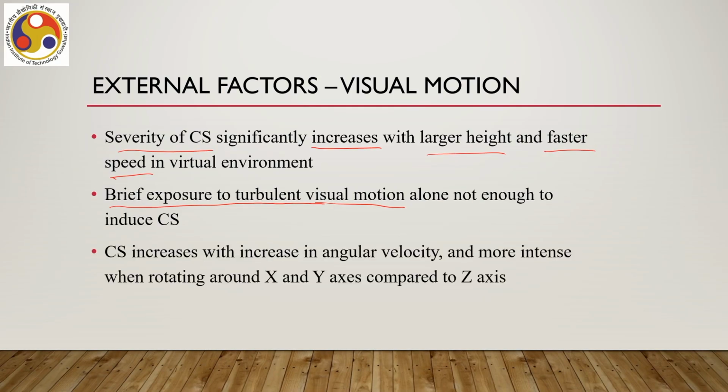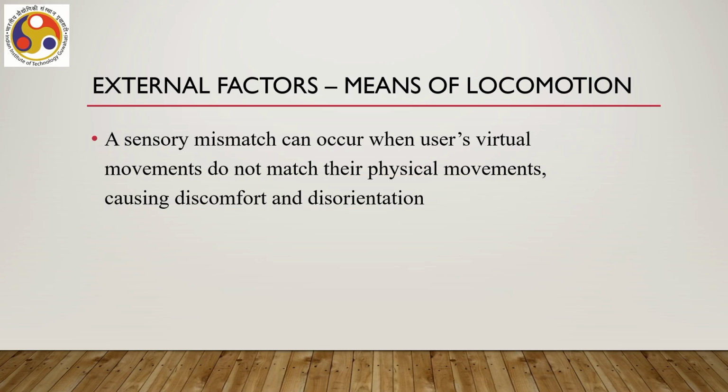CS also increases with the increase in angular velocity and is more intense when the rotation is taking place around the x and y axis as compared to the z axis. So, that is another finding from the studies. That is about visual motion and cybersickness. Then another content related factor is means of locomotion, how we are moving in the virtual world.